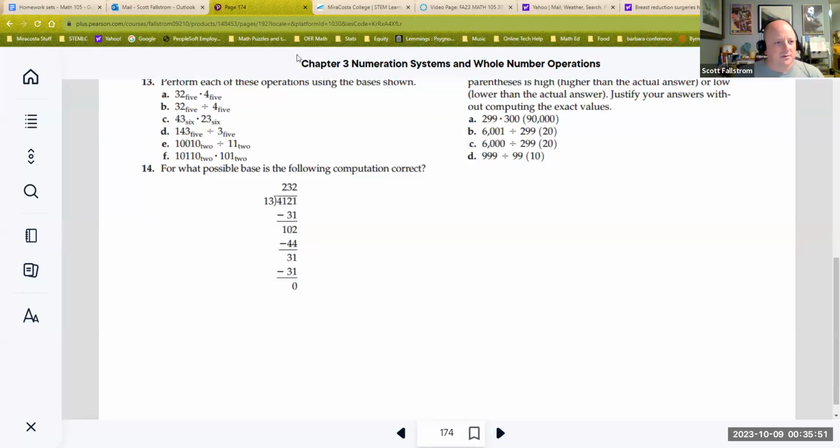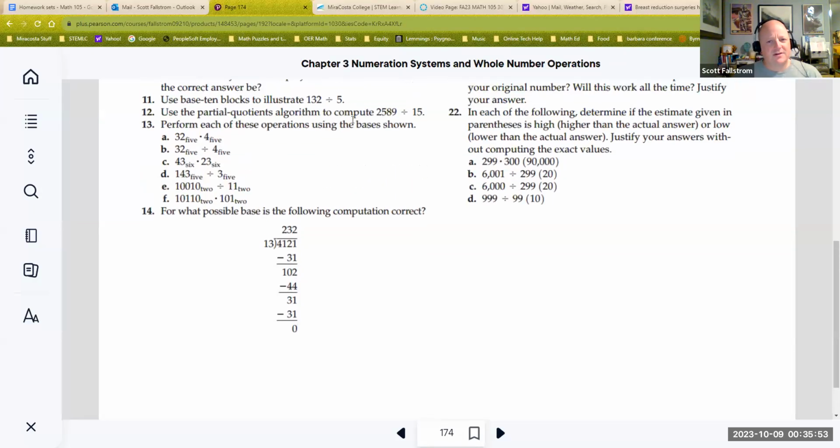Hello, students. I had a question on number 13 out of section 3.5. So let's take a look. We've got perform each of the operations using the bases shown. And let me toss in a little bit of white space here.